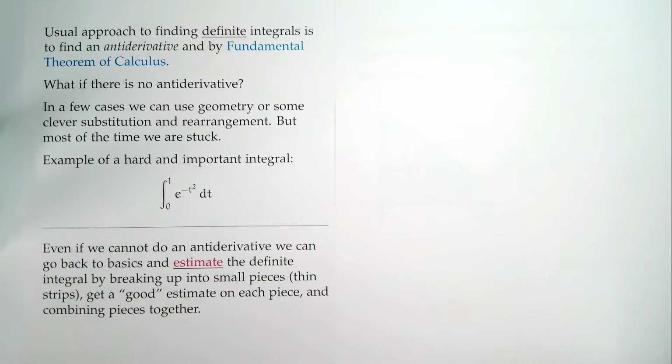Now, every continuous function has an antiderivative. That's one of the fundamental theorems of calculus results. But there are some where we don't have any good antiderivative. And here's an example. E to the minus t squared. It looks like a harmless function. And it's a very important function, too.